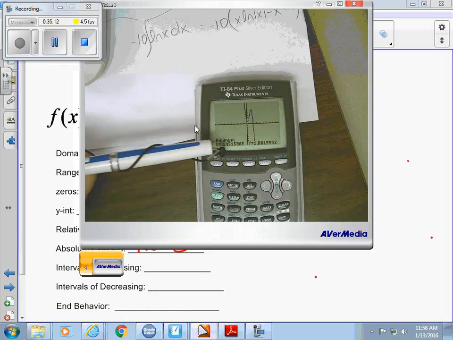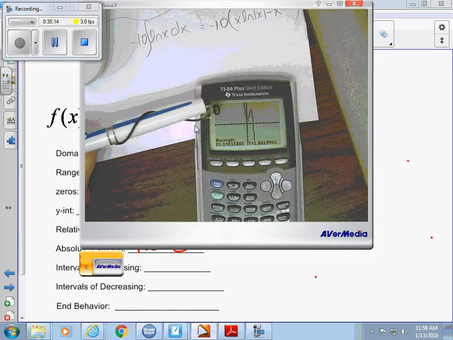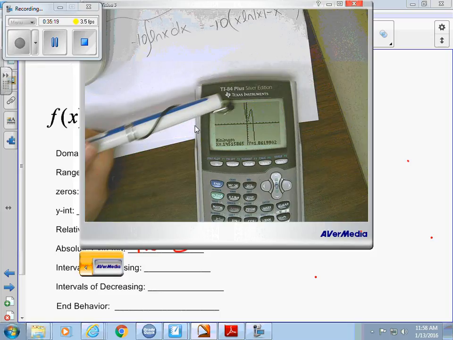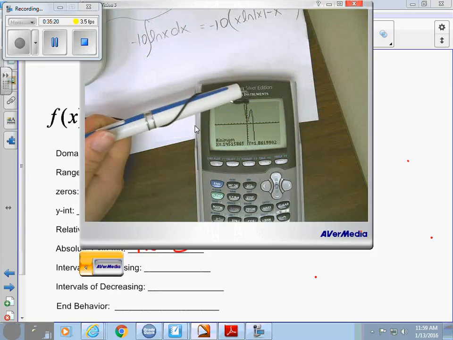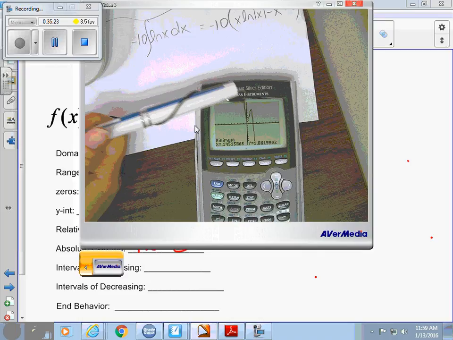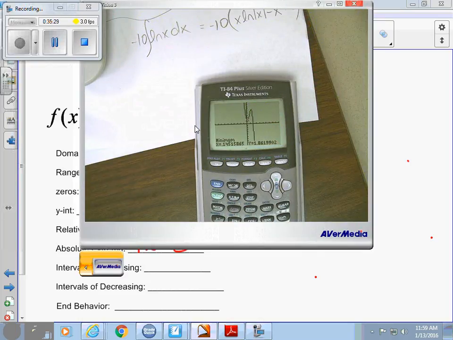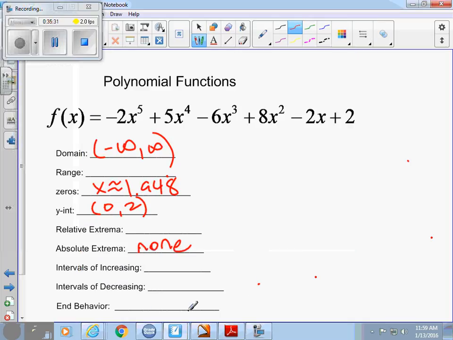Why? It's going down, right? Then it's increasing from 0.145 to wherever that maximum is. X values. Always use x values. And then it's decreasing from that maximum to infinity. Does that make sense?